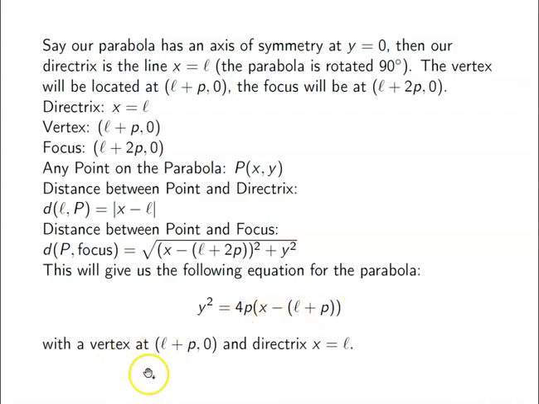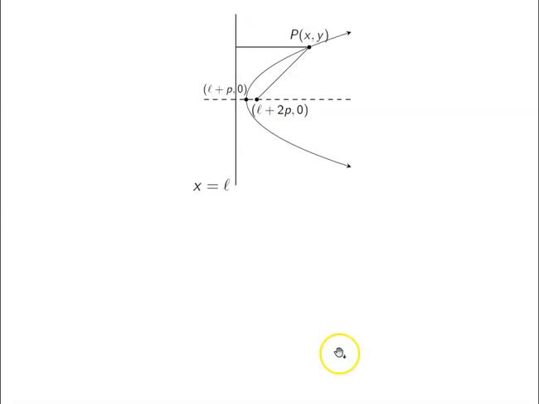So this is the vertex at L plus P, and the directrix is at x equals L. So it will look like this. This is the directrix. I move a distance of P, I get to my vertex. I move another distance of P, so L plus 2P, I'm at my focus. The distance from the focus to this point is the same as the distance from this point to the directrix.